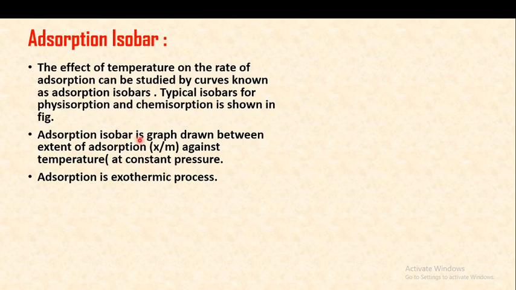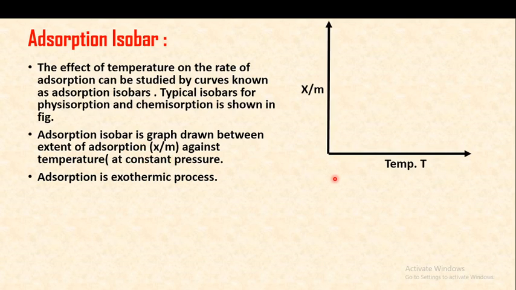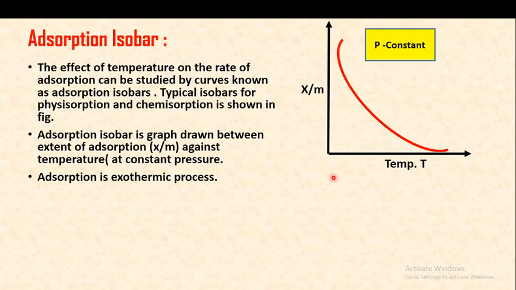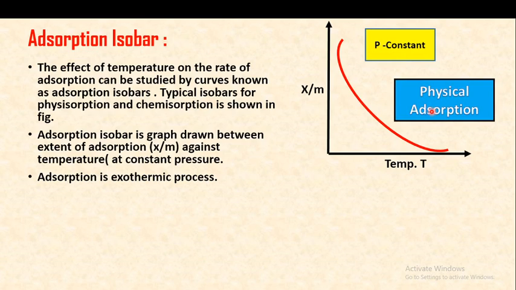And the adsorption isobar is a graph between x upon m, that is the extent of adsorption, versus temperature but at a constant pressure. So if we plot a graph of x upon m versus temperature T, we get a graph of this nature, and this graph is plotted at constant pressure. So the most important condition is isobar, means pressure is constant, and this is for physical adsorption.